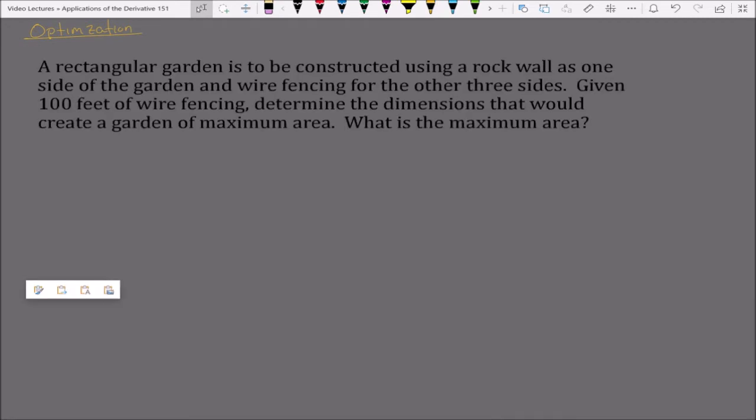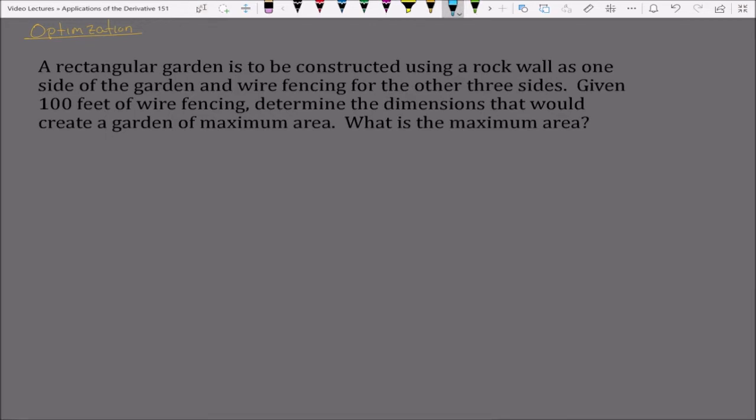For our first example, a rectangular garden is to be constructed using a rock wall as one side of the garden and wire fencing for the other three sides. Given 100 feet of wire fencing, we wish to determine the dimensions that would create a garden of maximum area and then decide what that maximum area actually is.